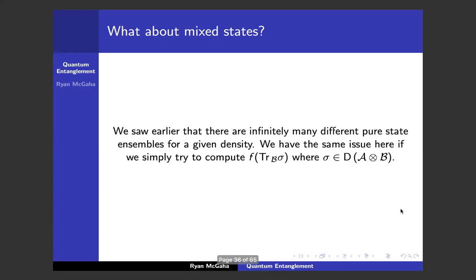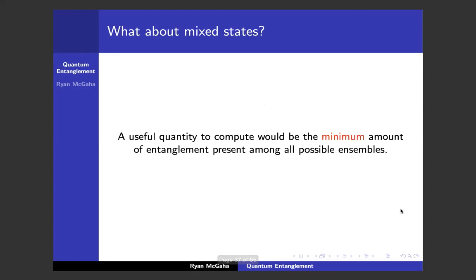But notice here, I only defined these for pure states. So what happens when I do mixed states again? Well, we get the same issue because you end up with all of these different ensembles of my state. We saw earlier there are infinitely many different ones. So when I try to do this f of trace B of sigma for each different ensemble, I'm going to get a different answer out of that mu. So it doesn't make quite as much sense to do this with densities either. So that's where this comes in.